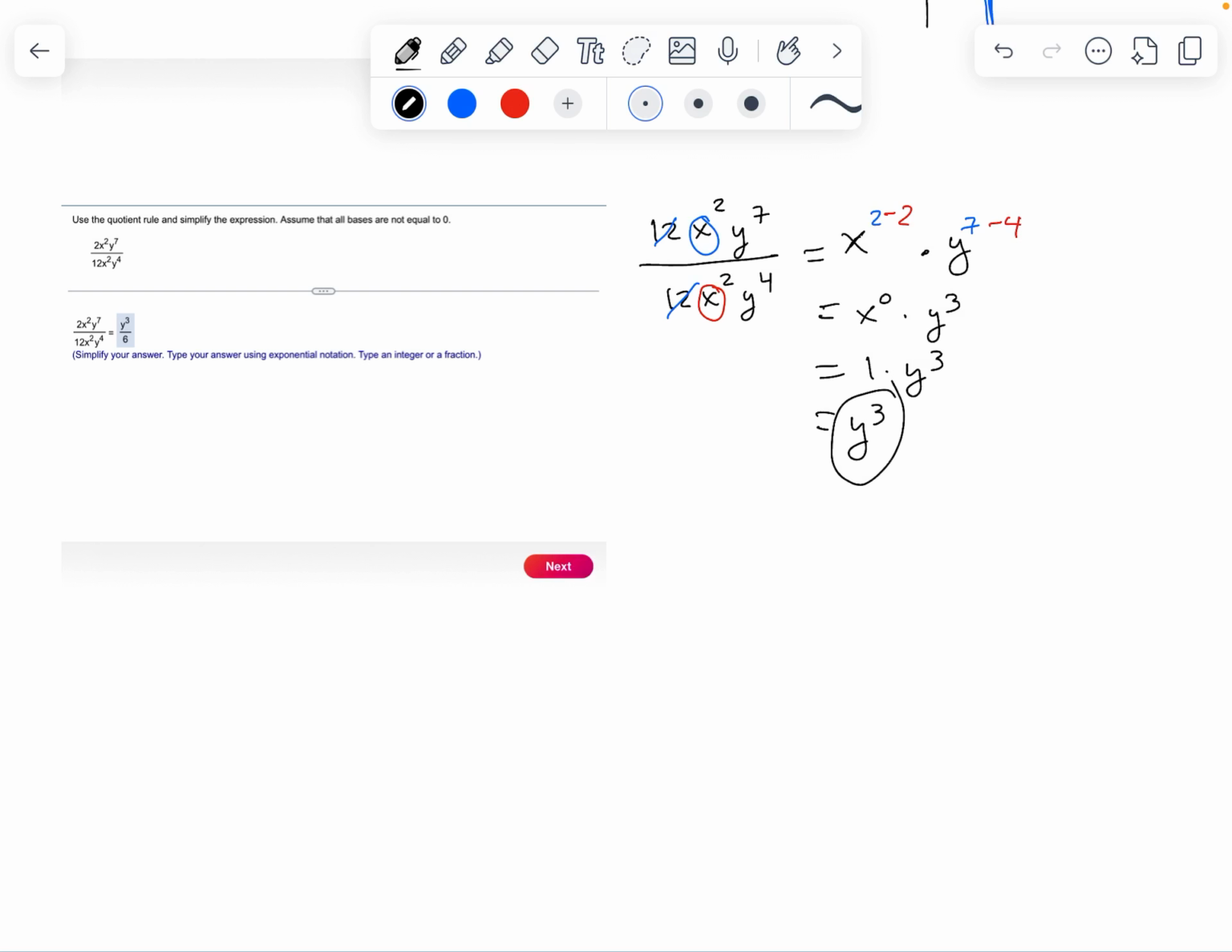Okay. Yeah, correction here. So it's not 12 here. Here it's 2. So since it's 2 over 12, when we cancel these, we are only left with 1 over 6. So that 1 over 6 will still remain here. Sorry about that. I thought it was 12 over 12. So 1 over 6 times y to the 3rd.